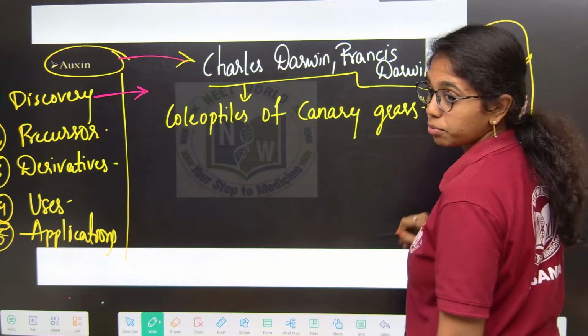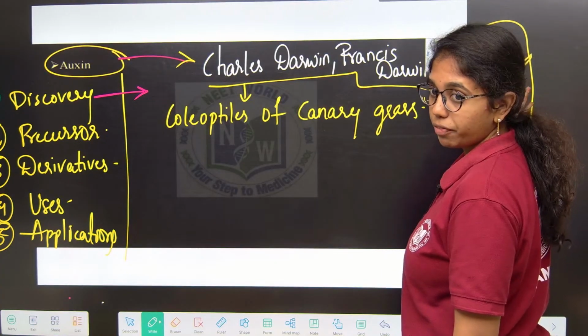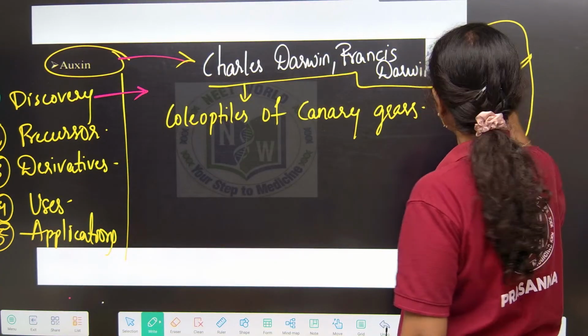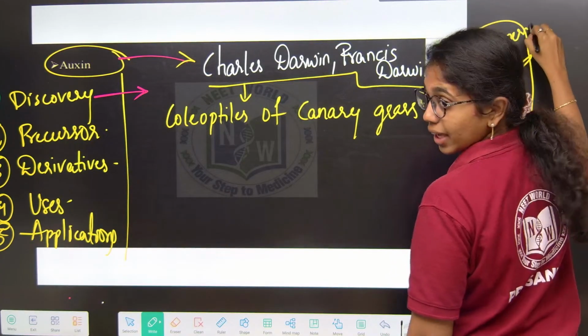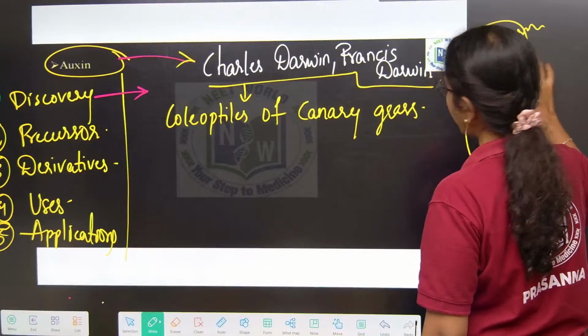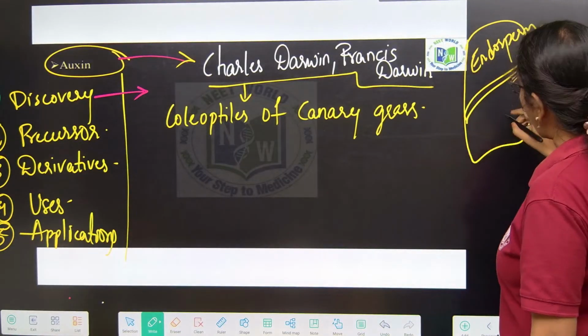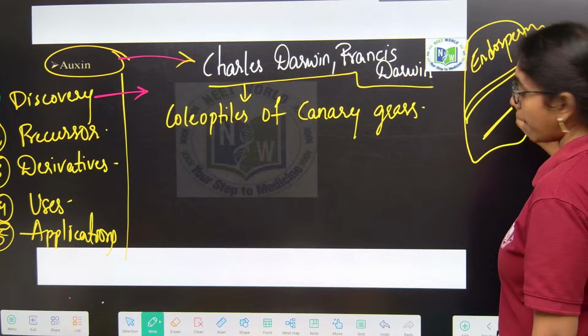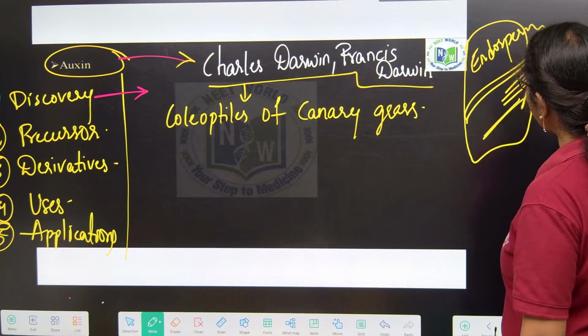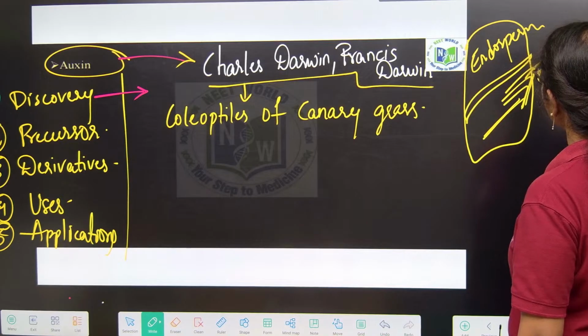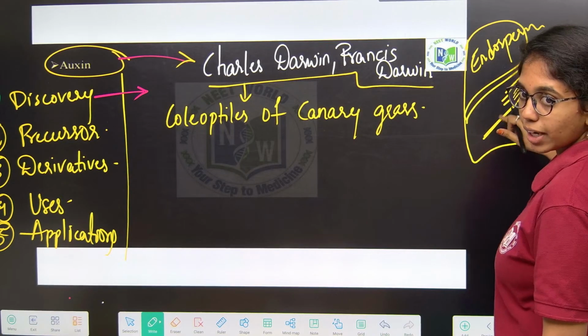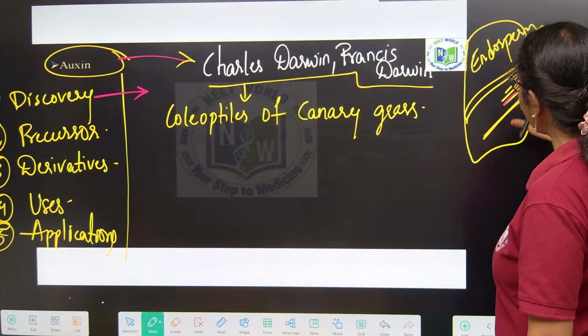At least draw the diagram of a monocot seed. Okay, this will be your endosperm. And here this is the papery cotyledon, that is scutellum, and this is the embryonal axis. Above the embryonal axis, a covering sheet is there, this is called coleoptile.